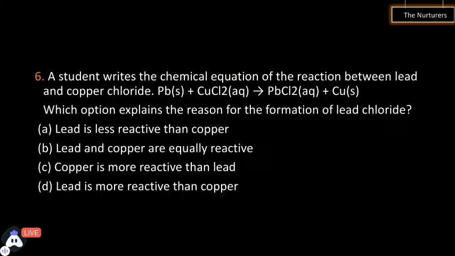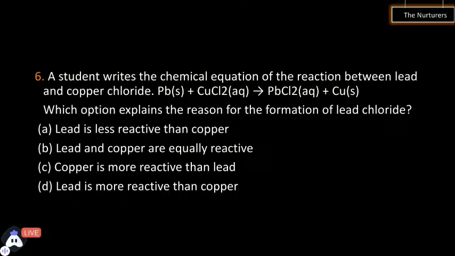Next, again the reaction is given to you. That is, a student writes the chemical equation of the reaction between lead and copper chloride. The reaction is stated as you can see. Which option explains the reason for the formation of lead chloride? So now 4 options are given to you. Which option is correctly explaining the reason for the product formation, lead chloride formation? So A, lead is less reactive than the copper. B, lead and copper are equally reactive. C, copper is more reactive than lead. And D, lead is more reactive than copper. So out of these 4, which is correctly explaining the situation?